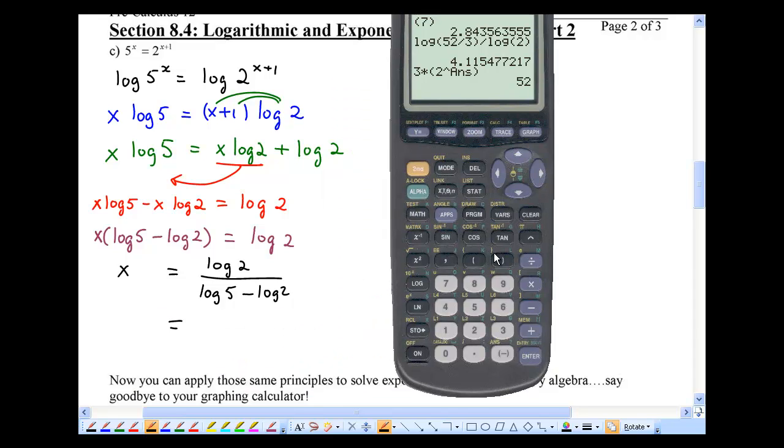And now it's time to use the calculator. There's log 2 divided by, and I put a bracket around the denominator again because I have so many different things going on. Log 5, take away log 2. Carefully with the brackets, not like me last time making a mistake. Close it, and there you have it, 0.76.